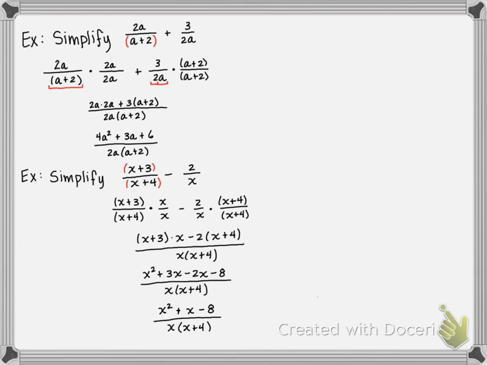Okay, so let's do this one. Let's simplify 2x over x squared minus 4 plus 5 over 2 minus x minus 1 over x plus 2. Okay, what do you guys want to do first?